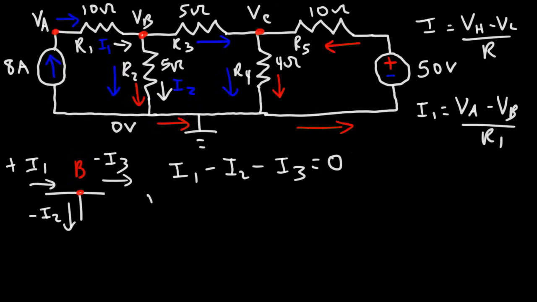We don't know what VA is, nor do we know the value of VB. Actually, we already know what I1 is, so we really don't need to do this. I1 is given to us, that's 8 amps. That'll make this a whole lot easier. Now, for I2, we do need to use that formula.